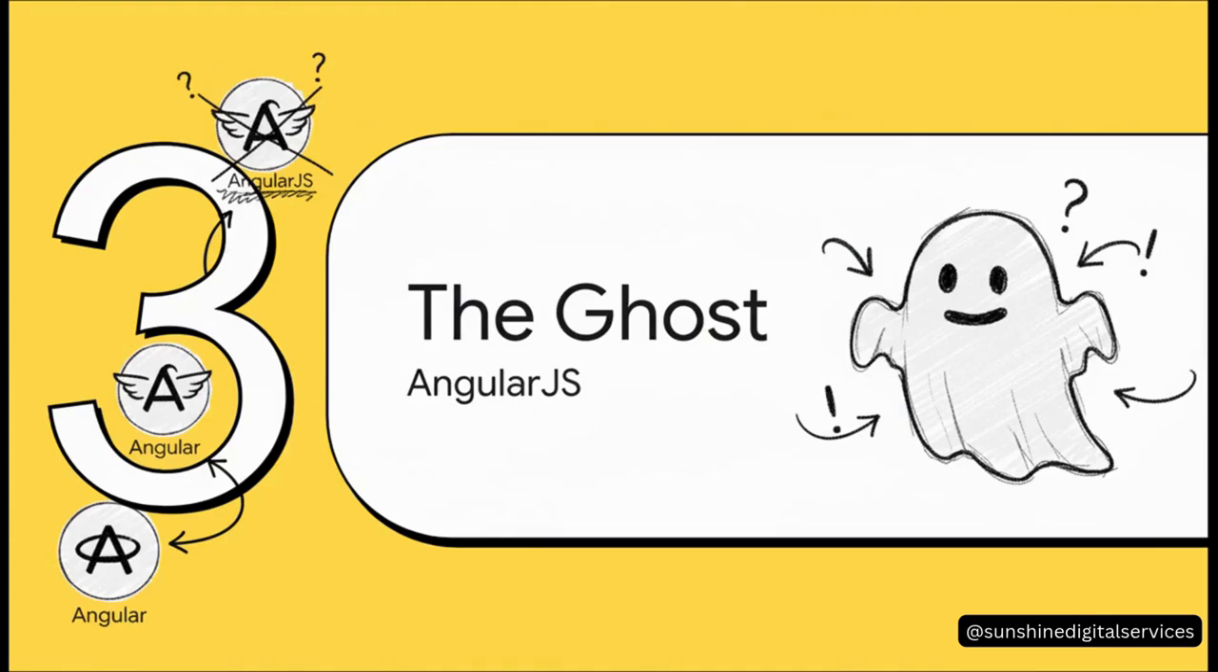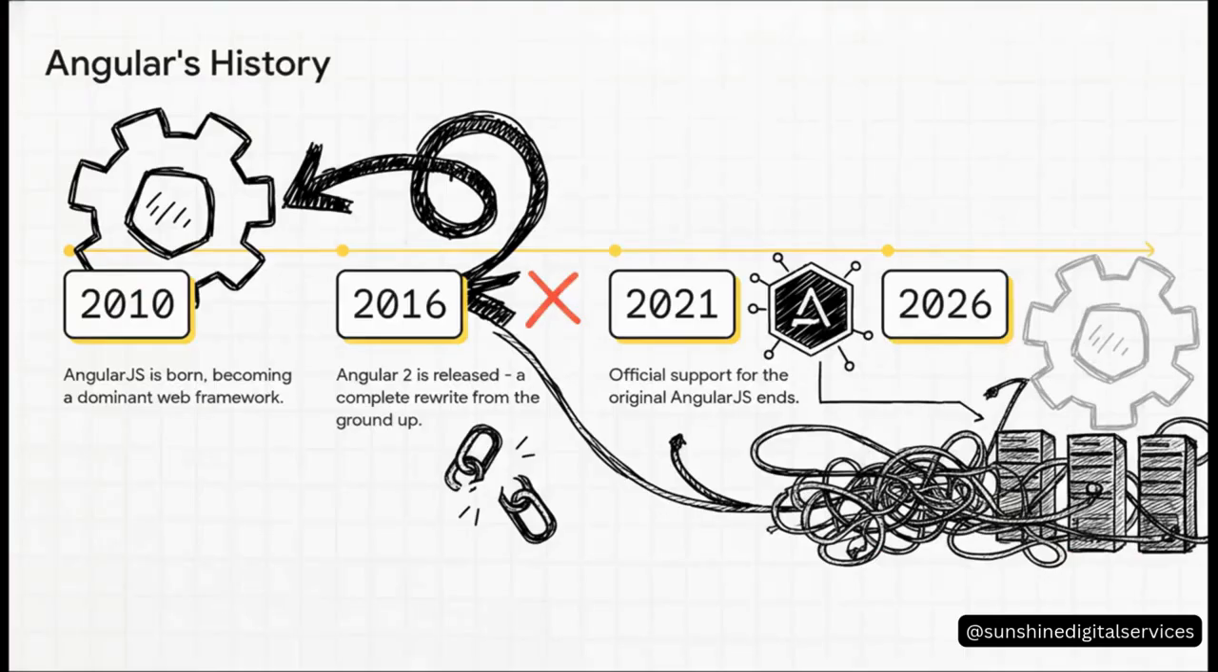Now, if you've been in the web development world for a little while, you've probably heard two different names thrown around, AngularJS and Angular. And yeah, it's caused a lot of confusion over the years, so let's clear it up right now. Okay, so here's the story. The original framework, born way back in 2010, was called AngularJS. It was a huge deal. Then in 2016, Google released a complete from-the-ground-up rewrite, and they called it simply Angular. The thing is, these two are fundamentally different.